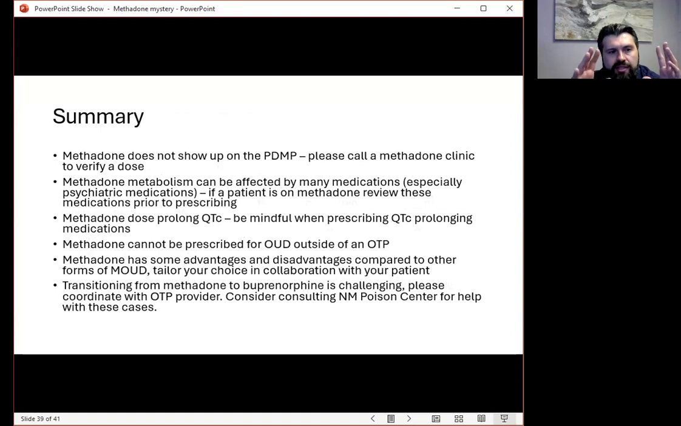So in summary, just for time's sake, I think the key points here are: methadone does not show up on the PDNP. Please call a methadone clinic to verify a dose. Methadone metabolism can be affected by many medications, especially psychiatric medications. So make sure you review those medications prior to prescribing or discussing them. Methadone can prolong the QTC, so be mindful when prescribing QTC prolonging medications. It cannot be prescribed for OUD outside of an OTP.